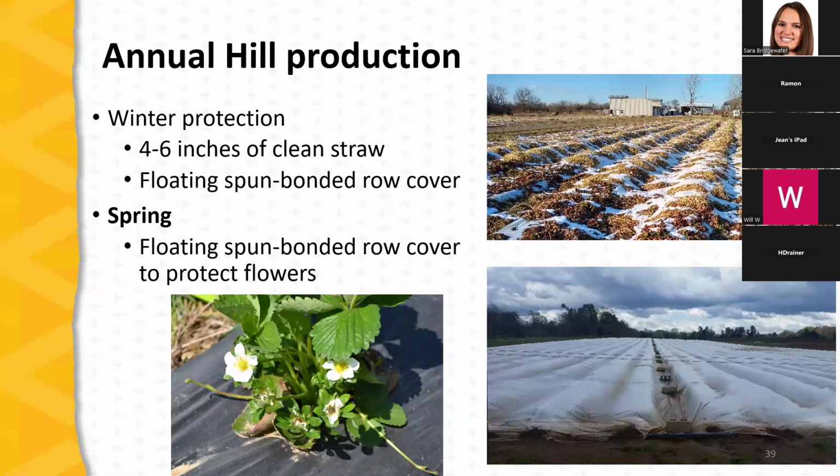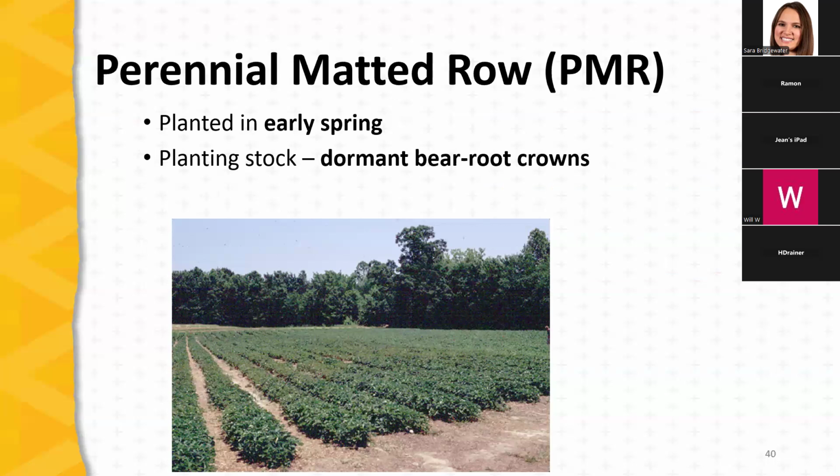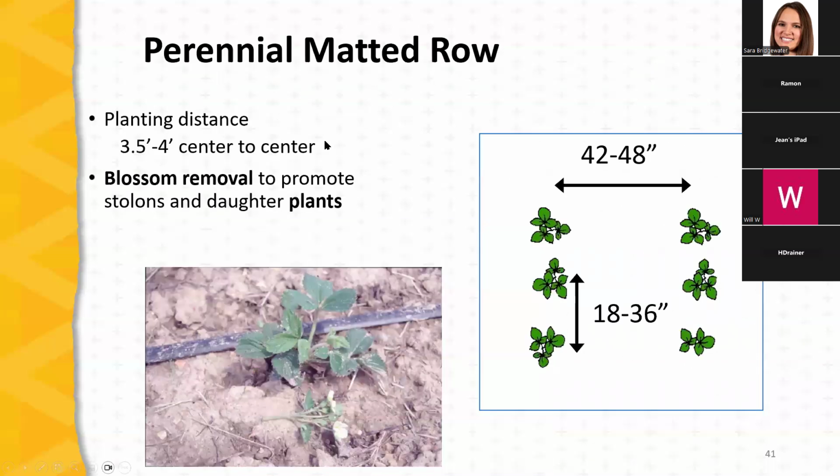So we talked about the annual yield production system. Now the perennial matted row, as mentioned already, is planted in the spring. It uses the same type of bare root crowns that are dormant when you plant them, so they will come up in the spring. The planting distances are a little bit different in here. You're going to plant rows that are much further apart, just one row, and the distance between plants is much larger, much more spaced out than in the annual yield production.